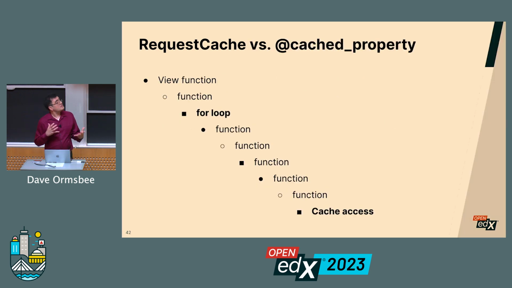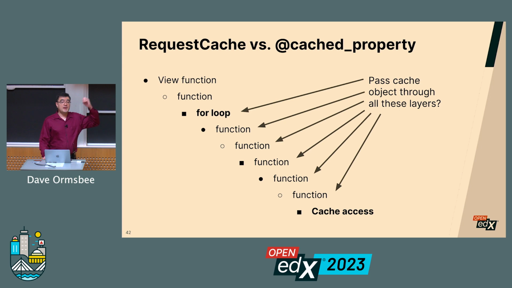You might have noticed there's some overlap with the way request cache and cache property work. So one thing you might consider if you're considering the two options is that for cache property, say you have a view function, and it calls a function, this calls a for loop, there are like 5 functions down, and way down at the bottom is some cache access. If you use cache property, you would have to pass that object all the way down the stack in order to get it. And so for these cases, you don't. You use request cache. You do the simple thing. And request cache is essentially a global that lives for the lifetime of the request.